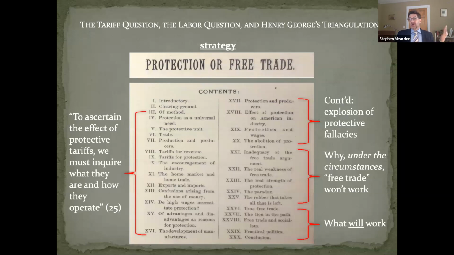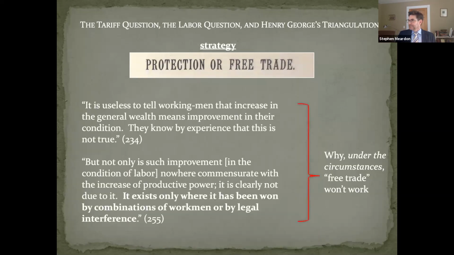It's again because although, yes, free trade, as the free traders argue, would result in increasing productivity and the growth of aggregate income on the whole. Nevertheless, what's going to happen as aggregate income grows on the whole is a greater and greater share is going to be drained away by the rentiers. What will work is, of course, what George had proposed all along. And it's not what free traders or protectionists are talking about.